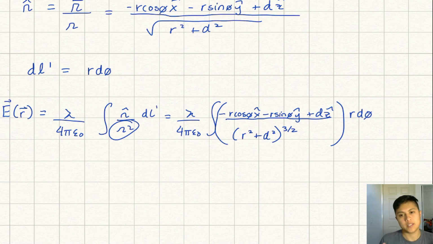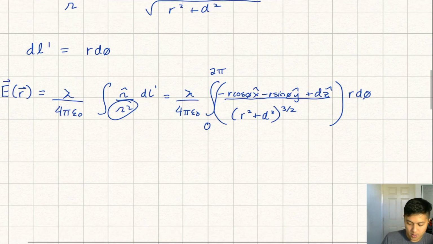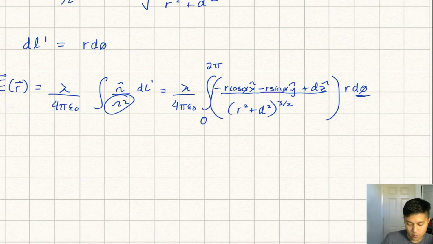over. But since this is a circle in the xy plane, we just have to go from phi equal to 0 to phi equal to 2 pi, right? We just got to make one rotation. So we're going to go from 0 to 2 pi on the angle, and that is the integral we have to do. Now this looks kind of bad, but notice we want to integrate over phi only, so none of the r's or the d's are really going to make a difference here.